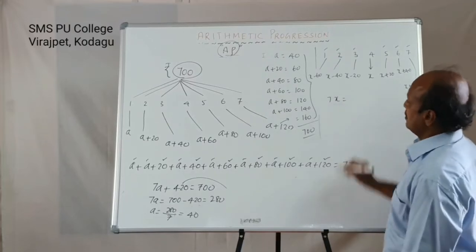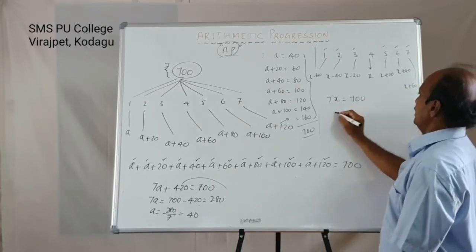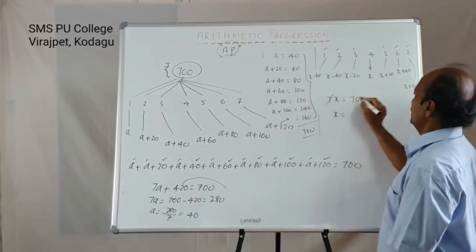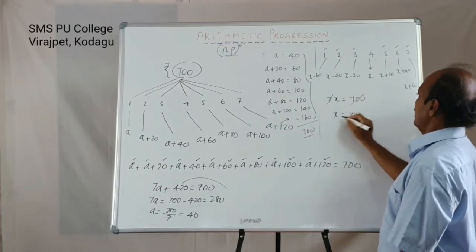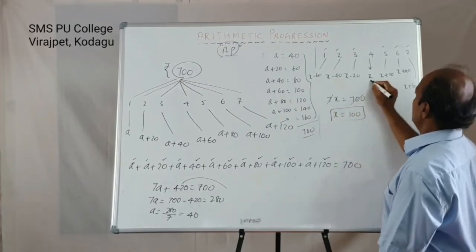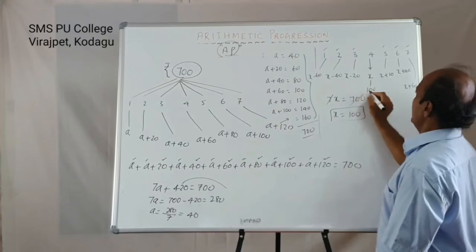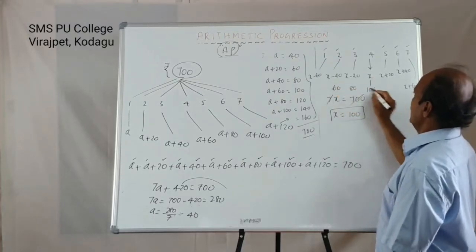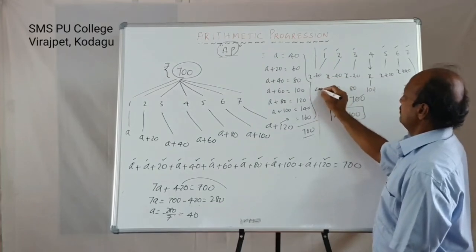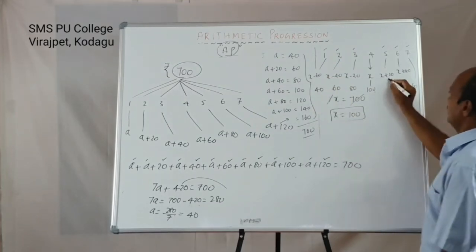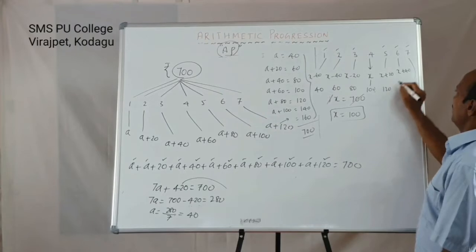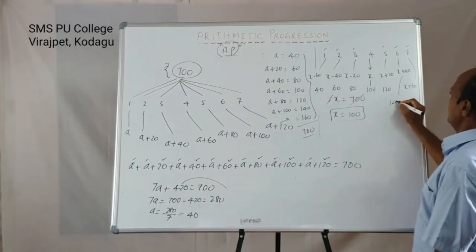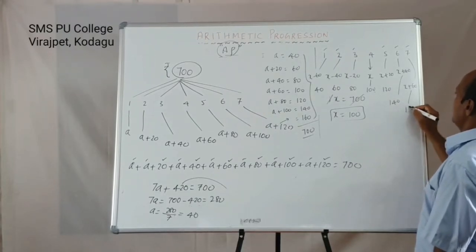7x is equal to 700. Therefore, what is the value of x? 100. Now you can substitute x as 100. 100 minus 20 is 80. 100 minus 40 is 60. 100 minus 60 is 40. Right hand side, go for it. 100 plus 20 is 120. 100 plus 40 is 140. 100 plus 60 is 160.